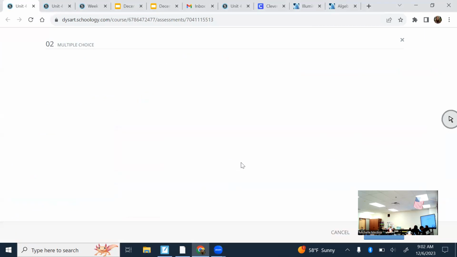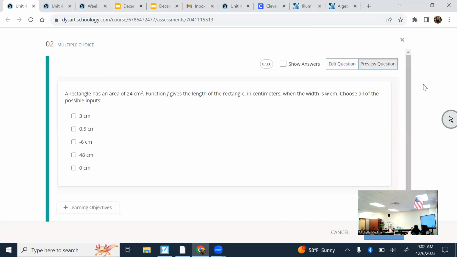Number 2 on lesson 10 says a rectangle has an area of 24 centimeters squared. The function f gives the length of the rectangle in centimeters when the width is w centimeters. Choose all of the possible inputs. So the 2 variables, it's always up to me when I make an axis and label them. If I was making a graph, it looks like we're comparing the length of a rectangle and the width.